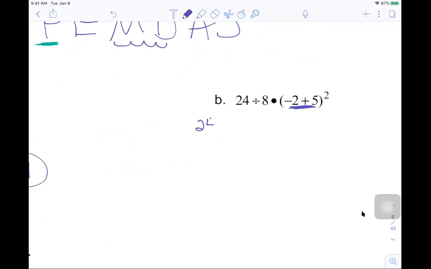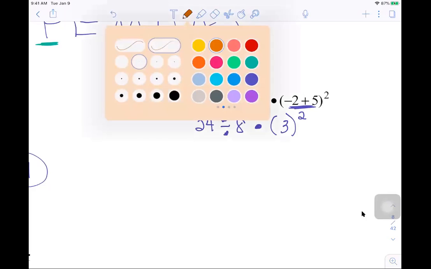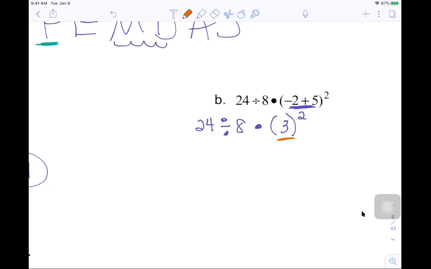Underlining the part that I'm working on. Parentheses means do the stuff in the middle. Negative 2 plus 5 is 3. All right, now we go to the E for exponents. Haley, do you know what 3 squared is? 9. Yeah, perfect. So 24 divided by 8 times 9.